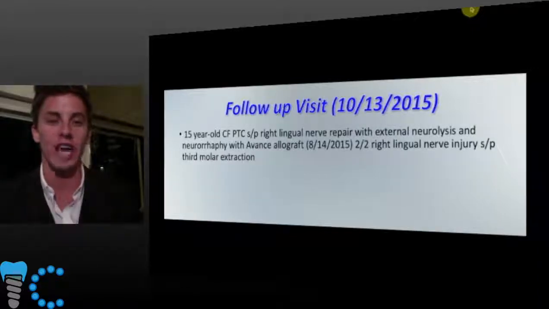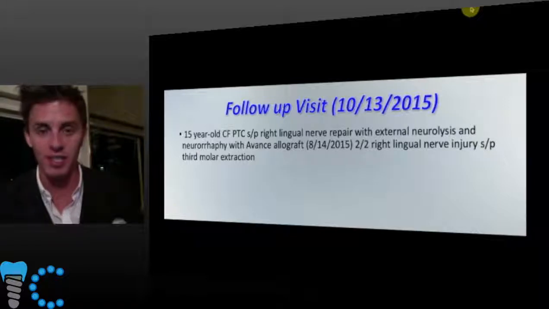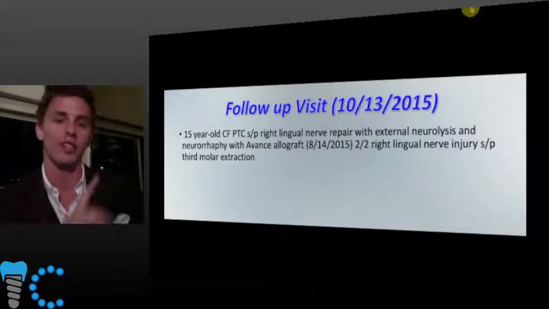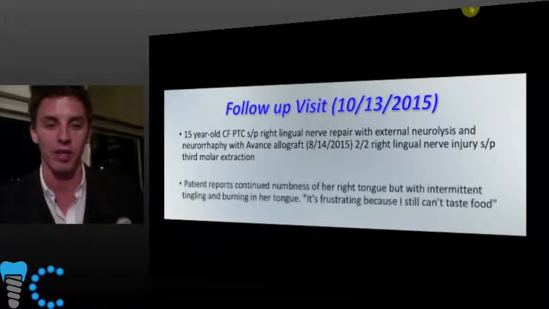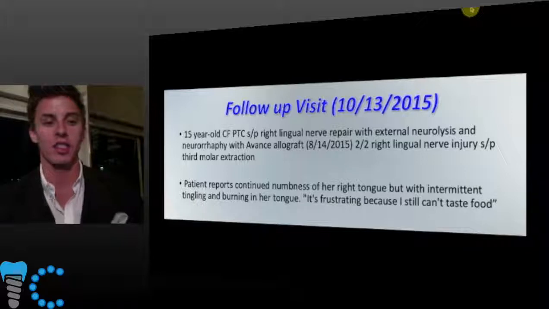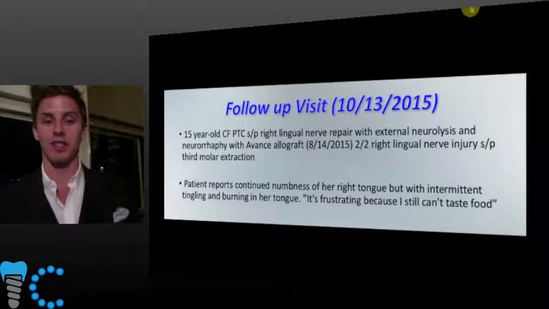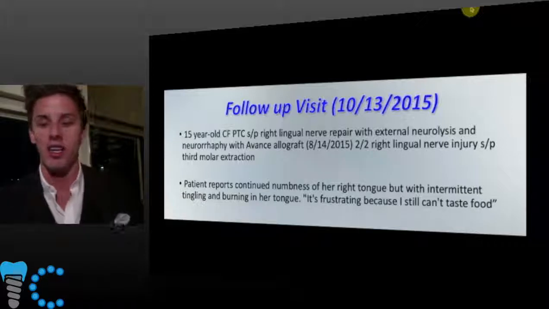Remember that she did have the surgery in August, but her initial iatrogenic injury was back in February. So she does report continued numbness, however, some intermittent tingling and burning of her tongue. Her biggest chief complaint is it's frustrating because she still can't taste food.